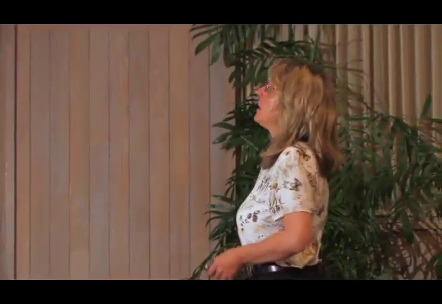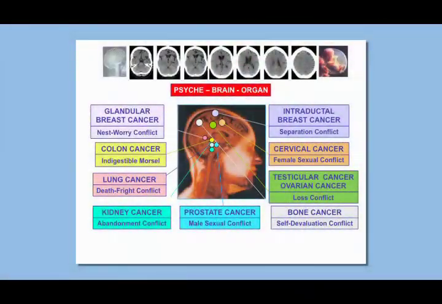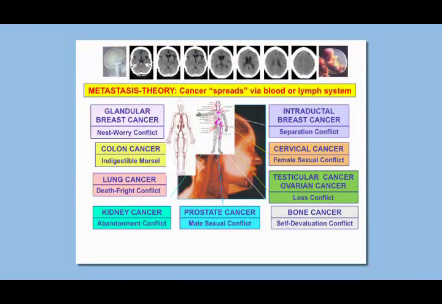Well, what does the metastasis theory say? According to the metastasis theory, a cancer, so a primary cancer, let's say in the breast, breaks away from the tumor and spreads via the lymph system or the bloodstream to other parts of the body where it causes a new growth.